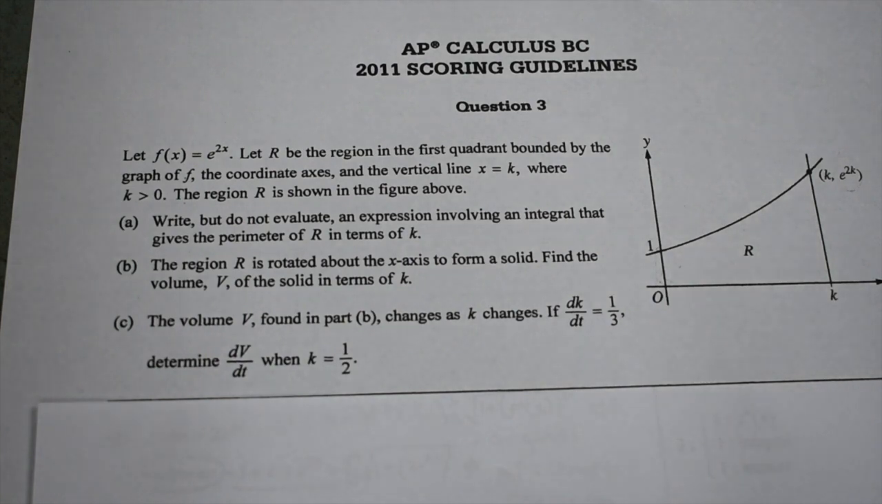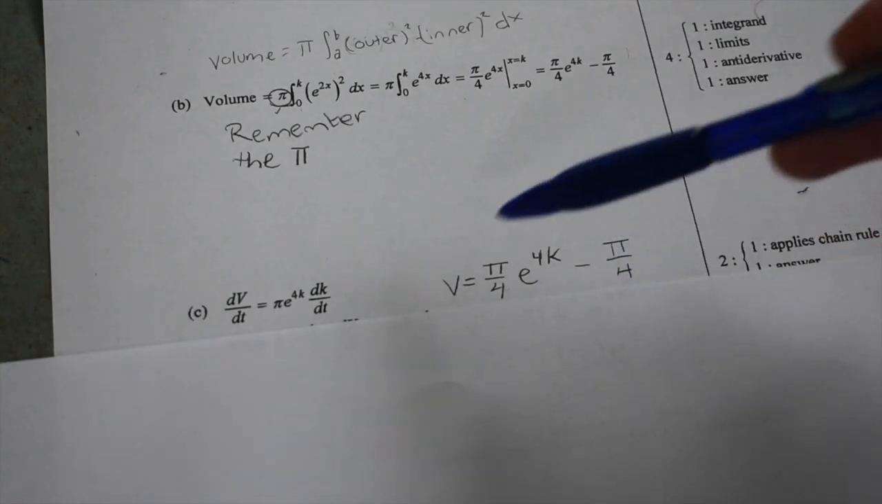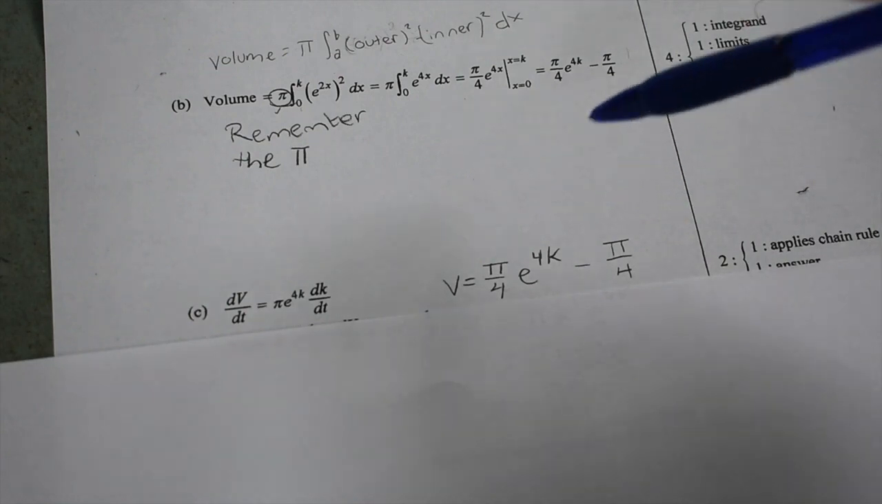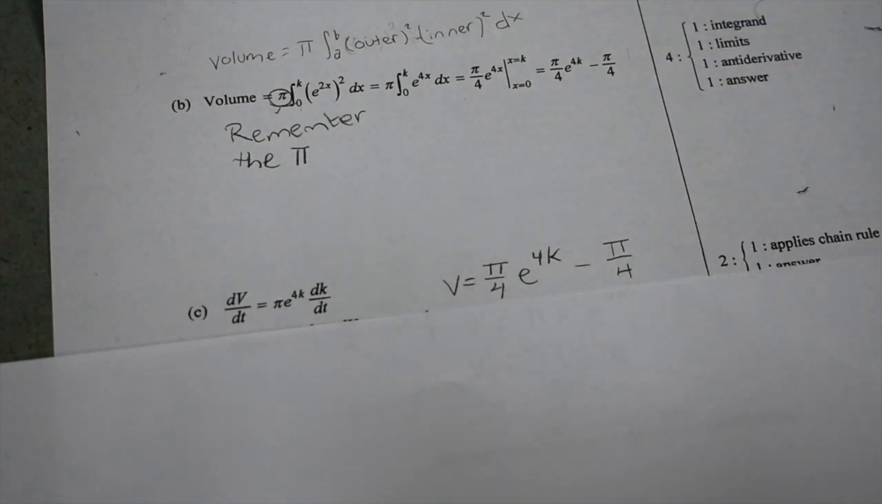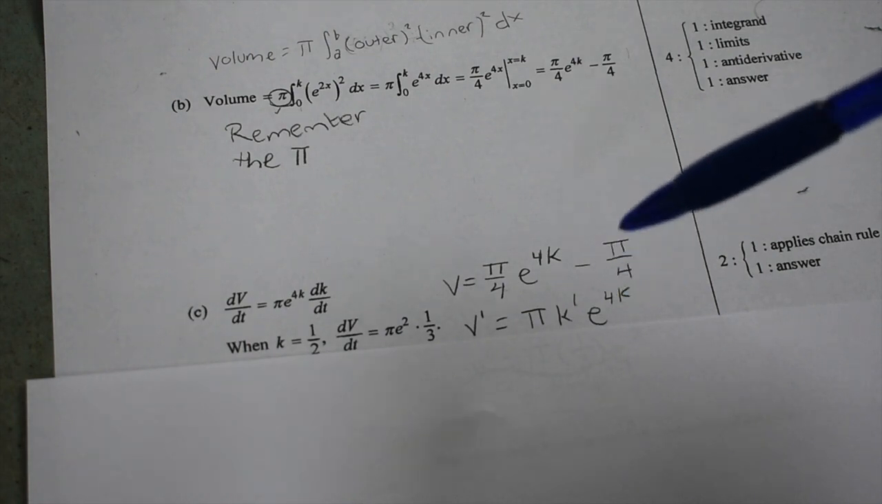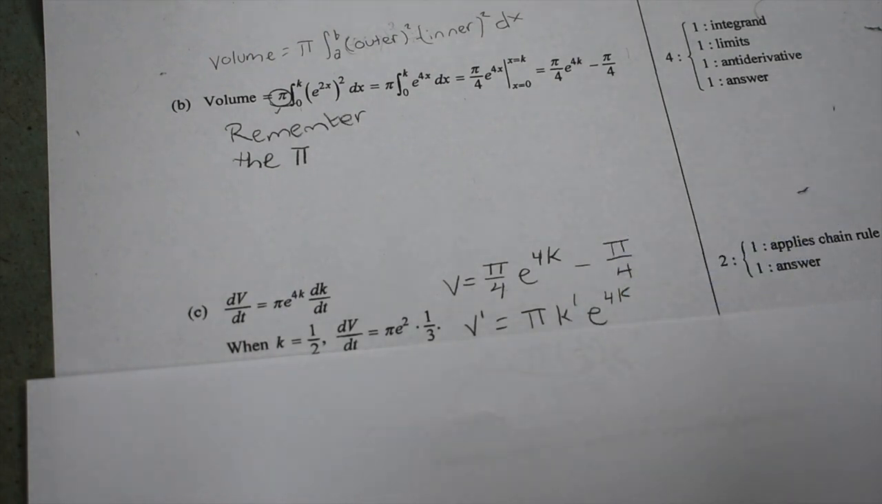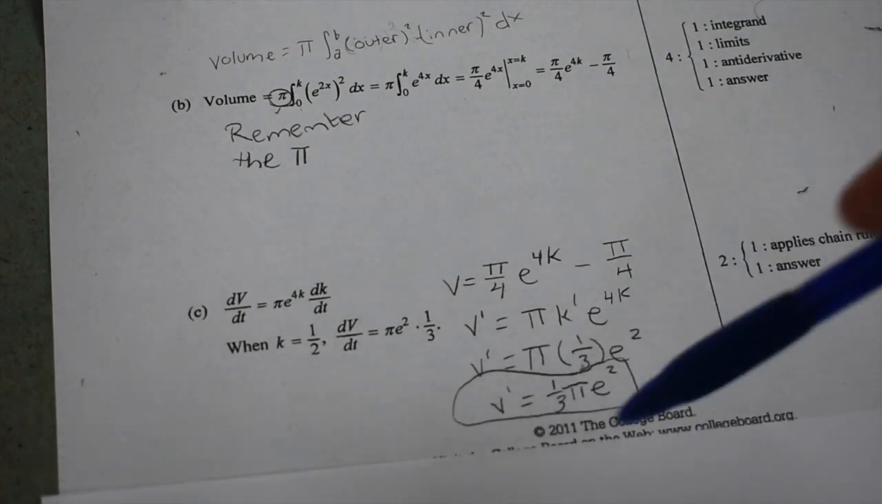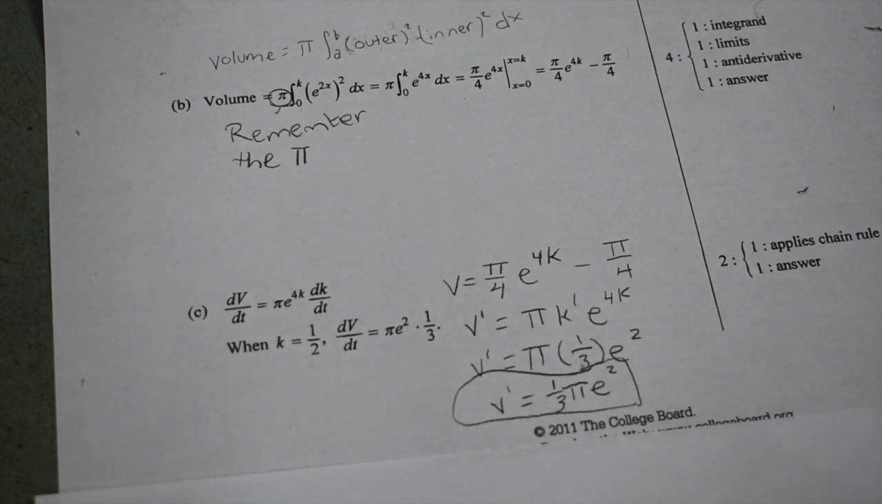We don't really have an equation with v prime, we only have an equation with v. So that should evoke the notion of a related rates problem. We need to take the derivative of v in order to find our v prime. So right here is our v. We just take its derivative, and we get v prime equals pi k prime e to the 4k. Pi fourths goes away because it's a constant. And then we can just substitute into our v prime, and we get a nice looking answer.